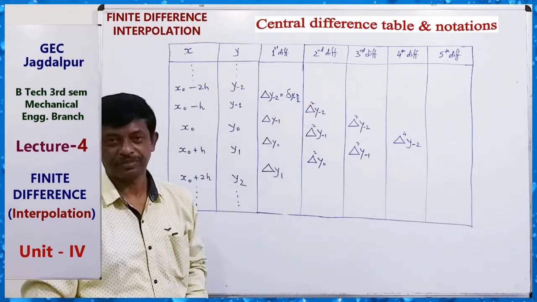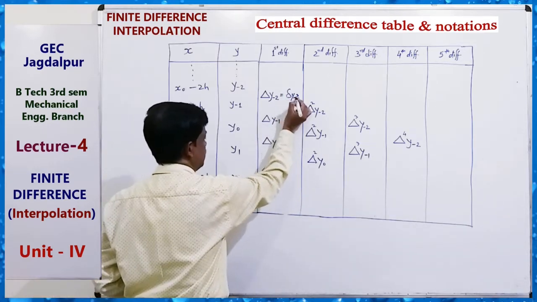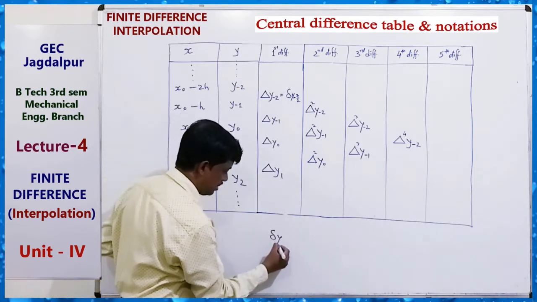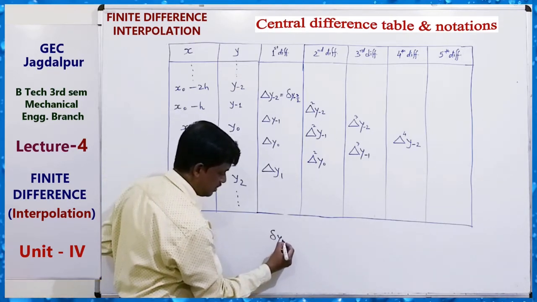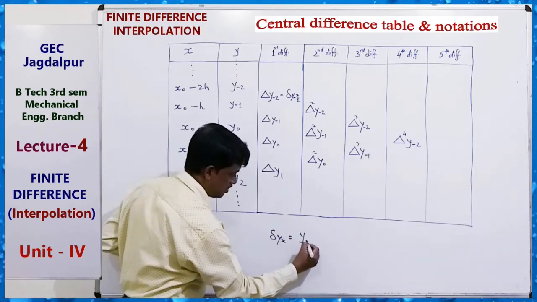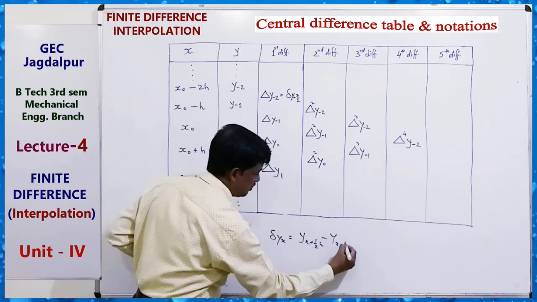Because we know this is the notation. Central difference, we know central difference, what? Delta y at x equals y at x plus half h minus y at x minus half h.